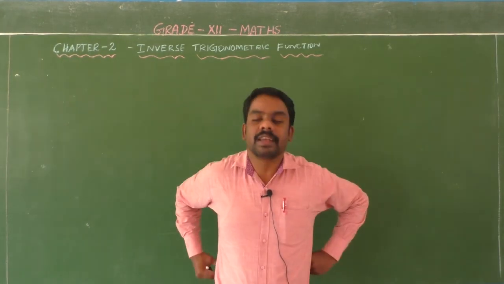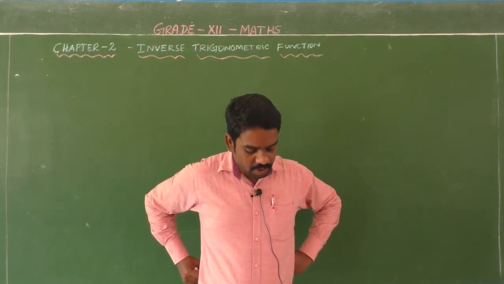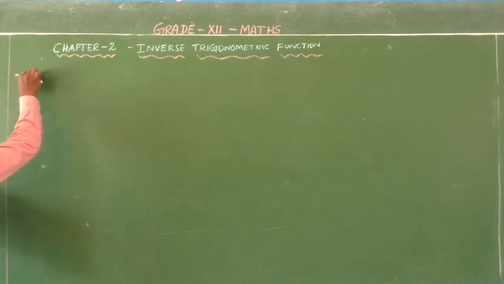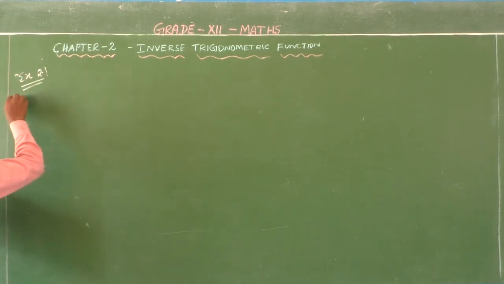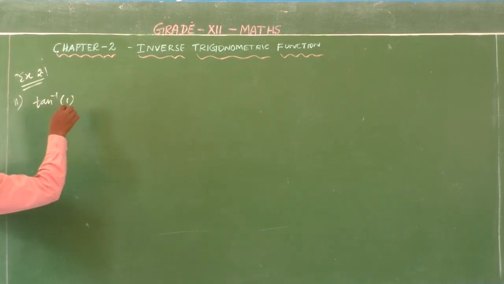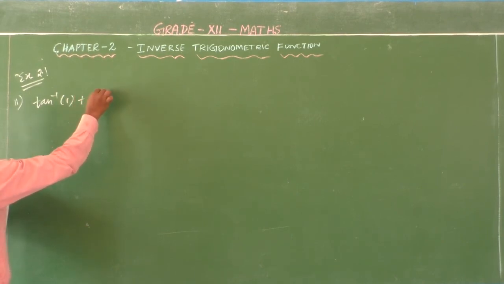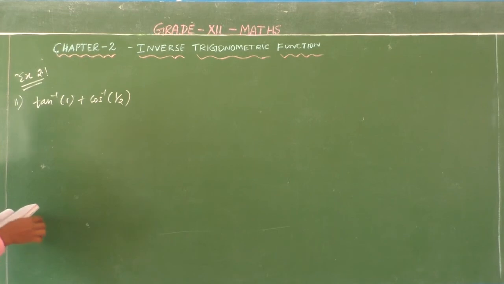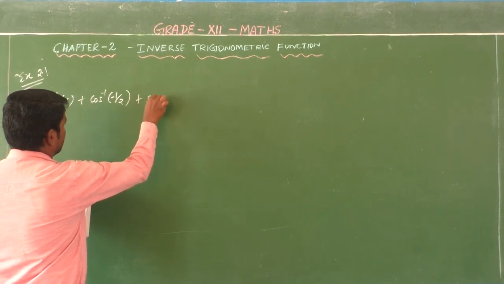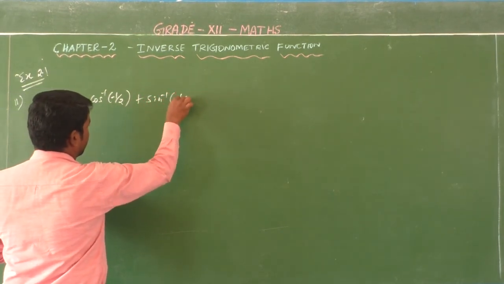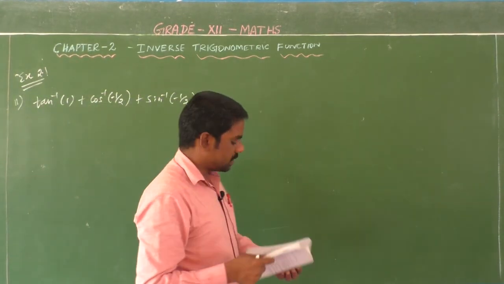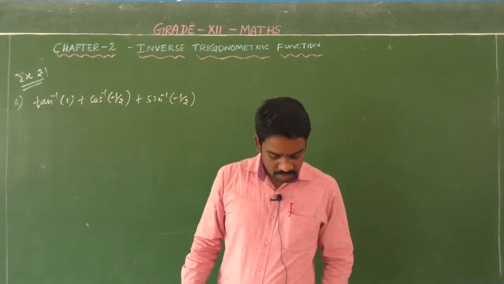Find the values of the following. Tan inverse of 1 plus cos inverse of minus 1 by 2 plus sine inverse of minus 1 by 2. Find the value of tan inverse of 1 plus cos inverse of minus 1 by 2 plus sine inverse of minus 1 by 2. Okay, right.